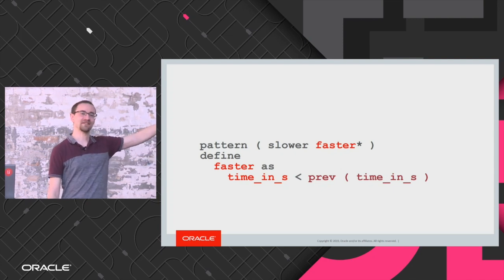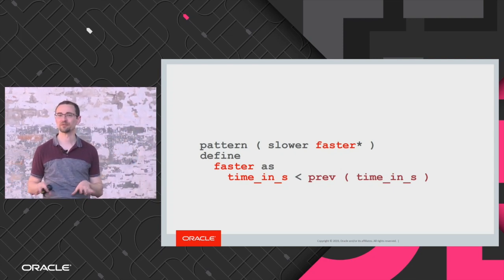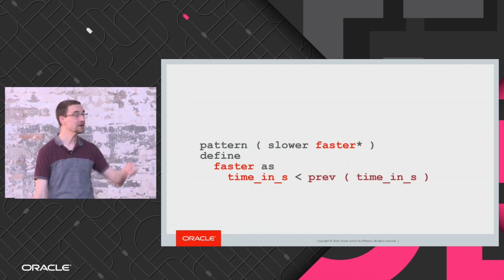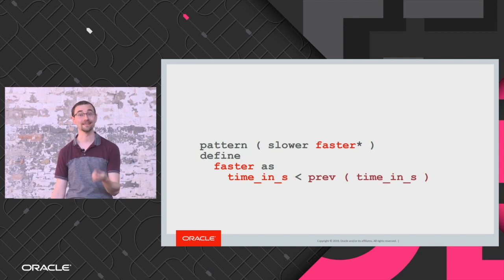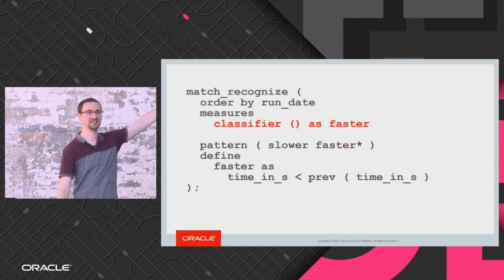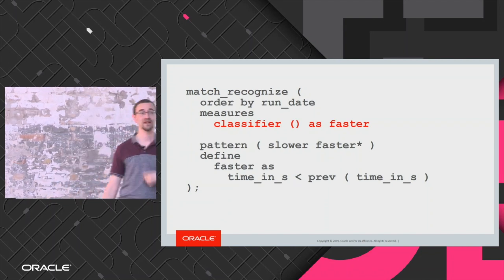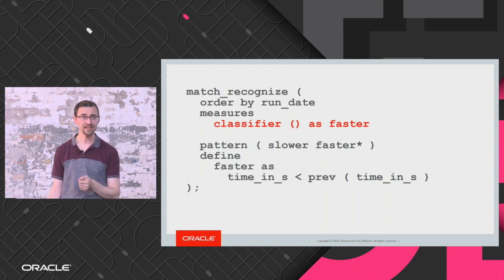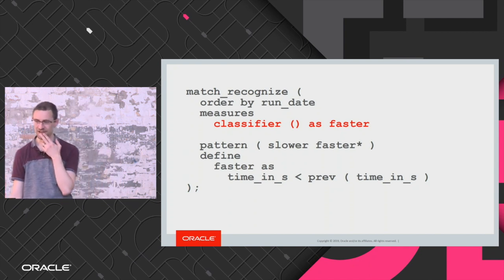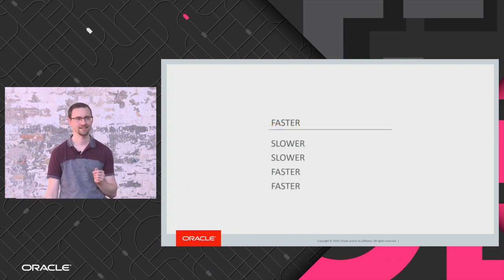Okay, so I've named these faster and slower. A couple of reasons. One is it just helps make the statement a bit more readable, makes it clearer what's actually going on. But we can also expose these pattern variables in the output, in the measures clause. So we say, use this classifier, and that will return the name of the pattern variable that row matched. Okay, so now we can see whether each run was faster or slower. So we do that, we'll run the query, and we'll get something that looks like this.